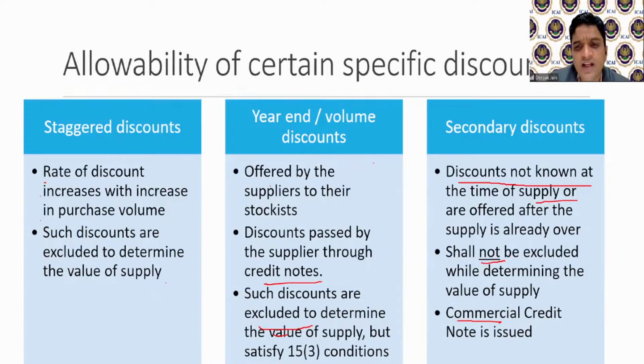What is the difference between staggered discount and volume discount? Staggered discount is given at various stages. Volume discount is given at the end of the period based on the volume. Okay.